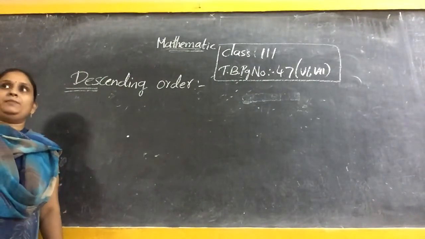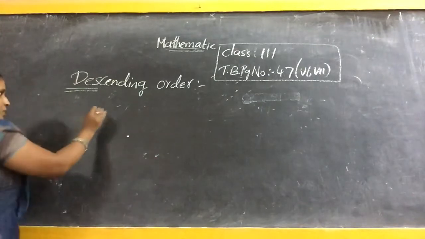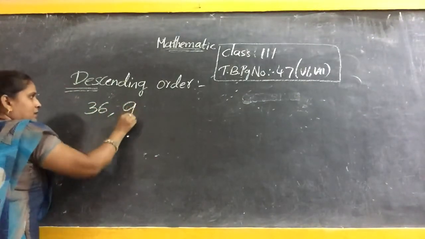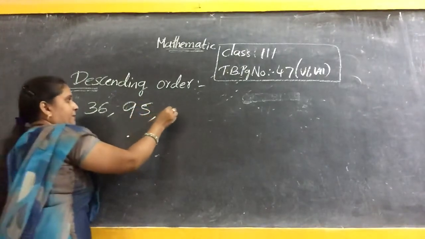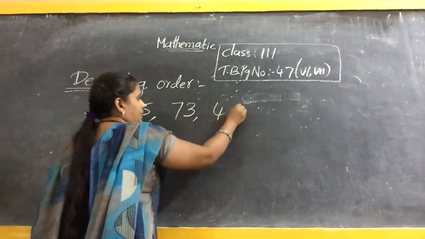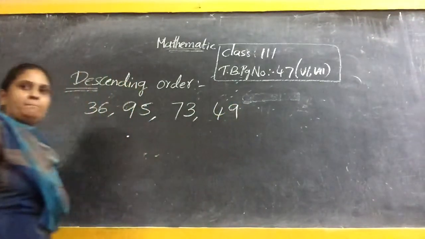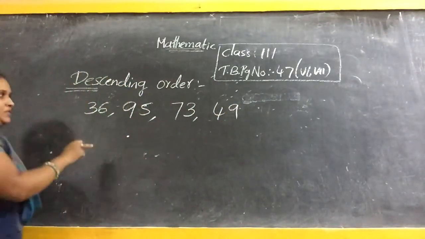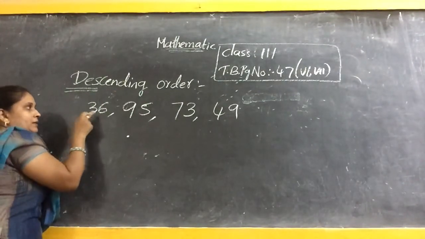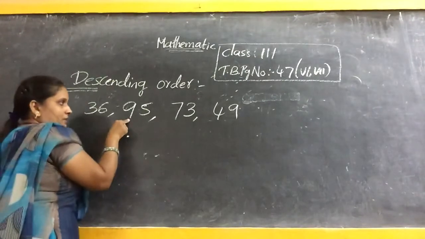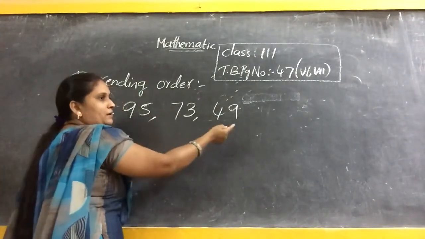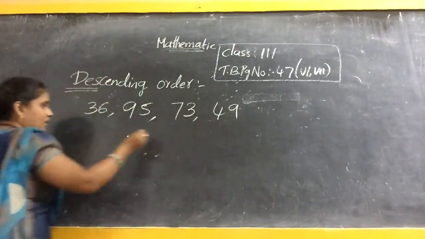Again, comparison between two-digit numbers. Okay, now look at the board. 36, 95, 73, 49. Listen carefully, children. What are these numbers? Read along with me. 36. Next, 95. Next, 73. Then 49.